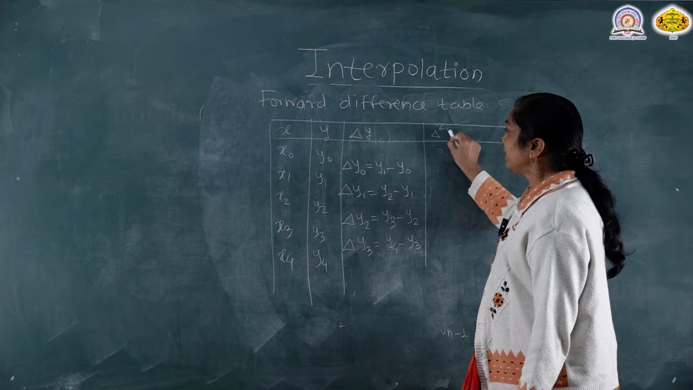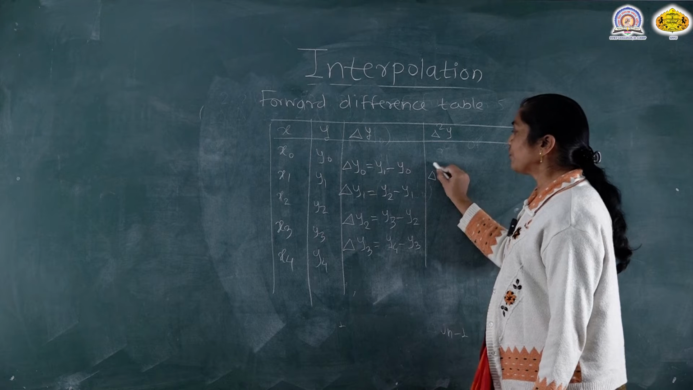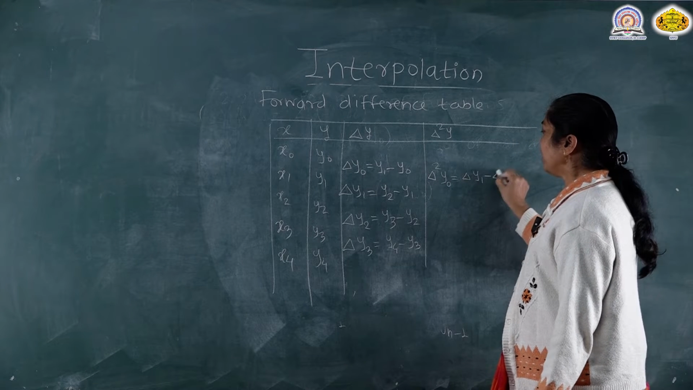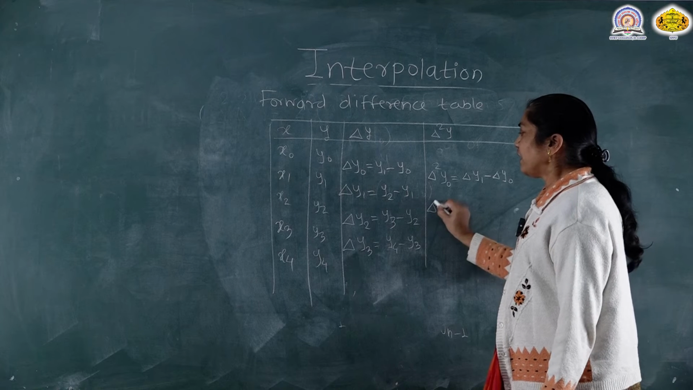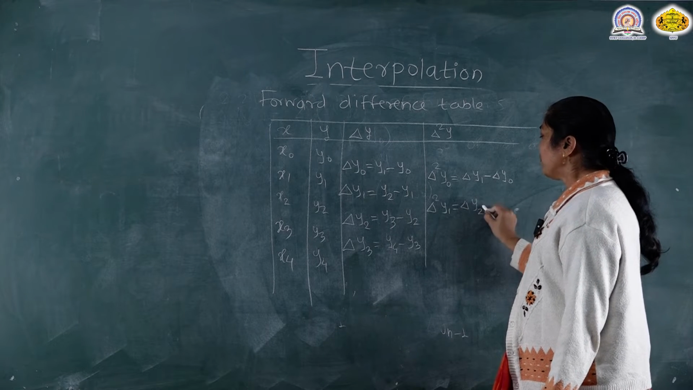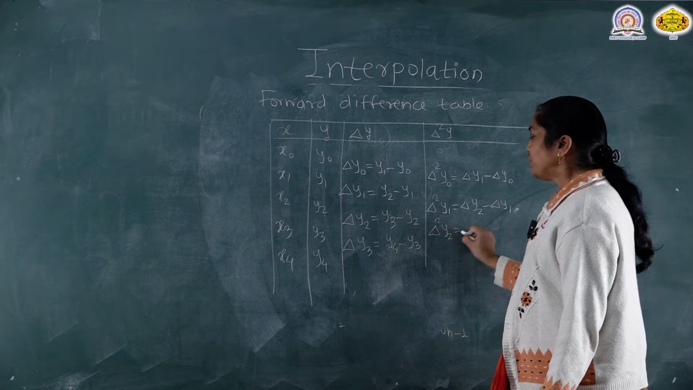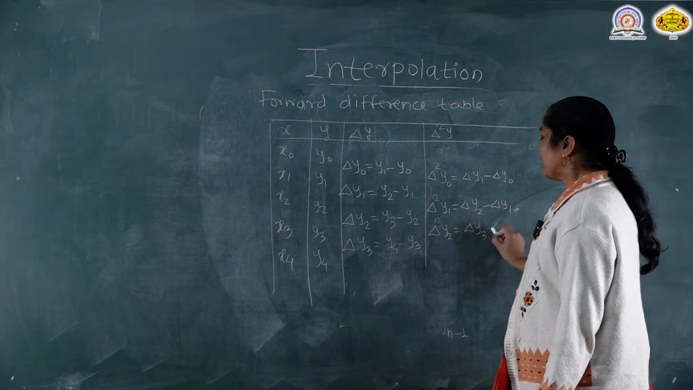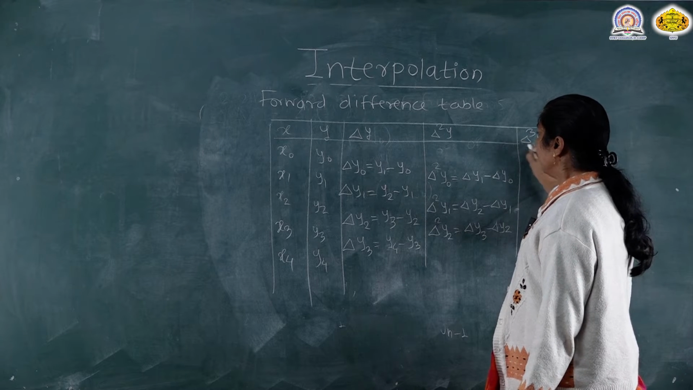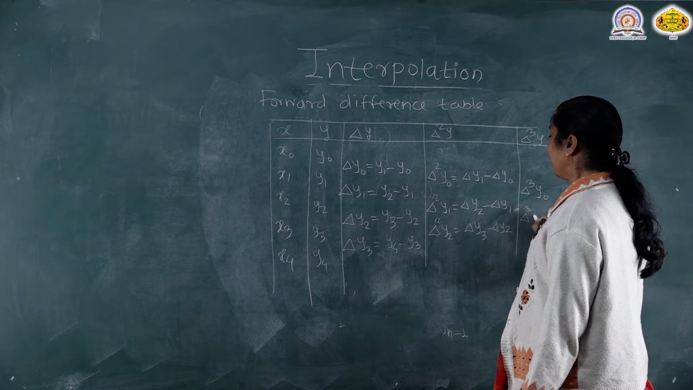When you find delta square y, it is nothing but the difference between two deltas. So we get delta square y0, which is nothing but delta y1 minus delta y0. We get delta square of y1, which is nothing but delta y2 minus delta y1, and we get delta square of y2, which is nothing but delta y3 minus delta y2. We will get delta cube y. So we will get delta cube y0 and delta cube y1.